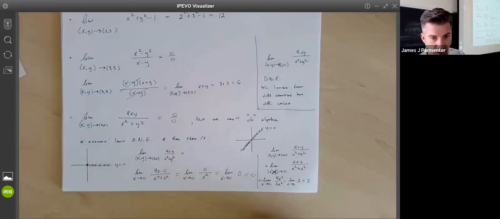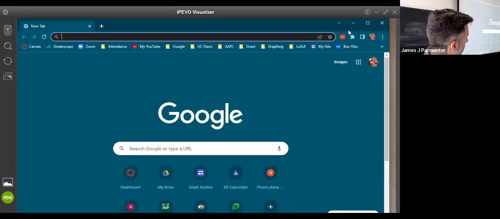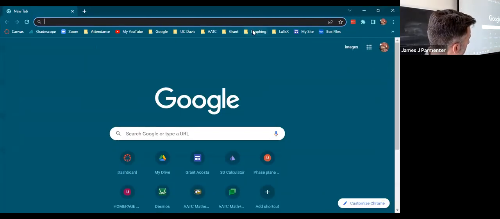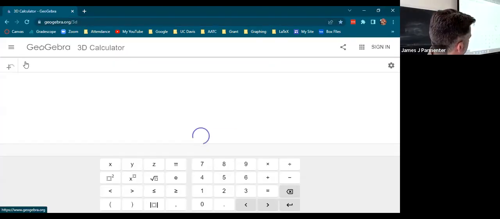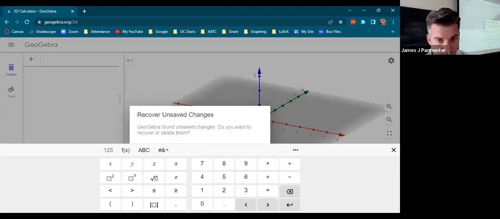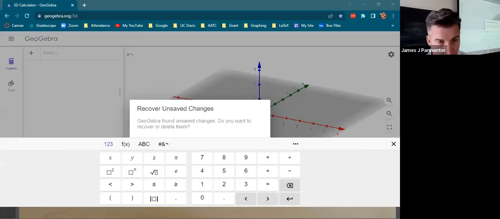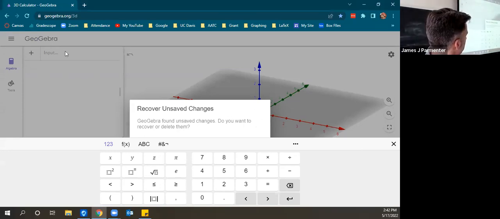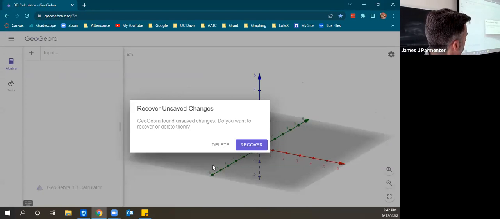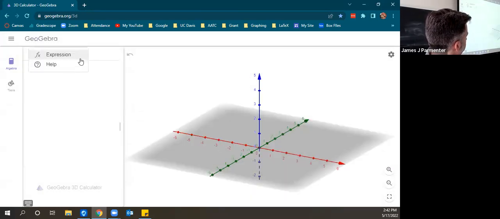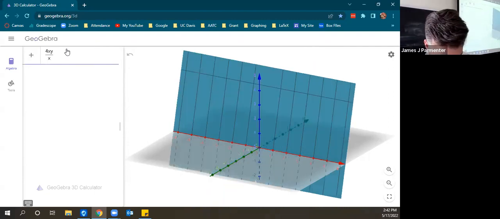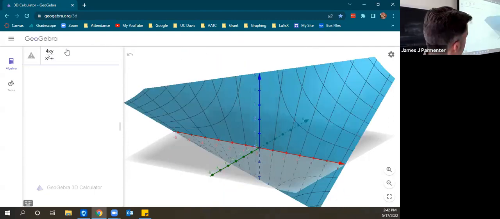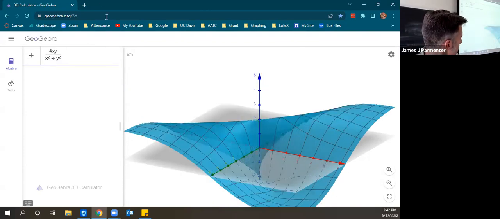In fact, I do think in this section, it is worth exploring or visualizing what things look like. So if we want to look at what this looks like for just a moment, let me reshare my screen here, sorry. Share screen 2. Okay, sorry. So if we graph this thing, 4xy divided by x squared plus y squared. Look at this thing.